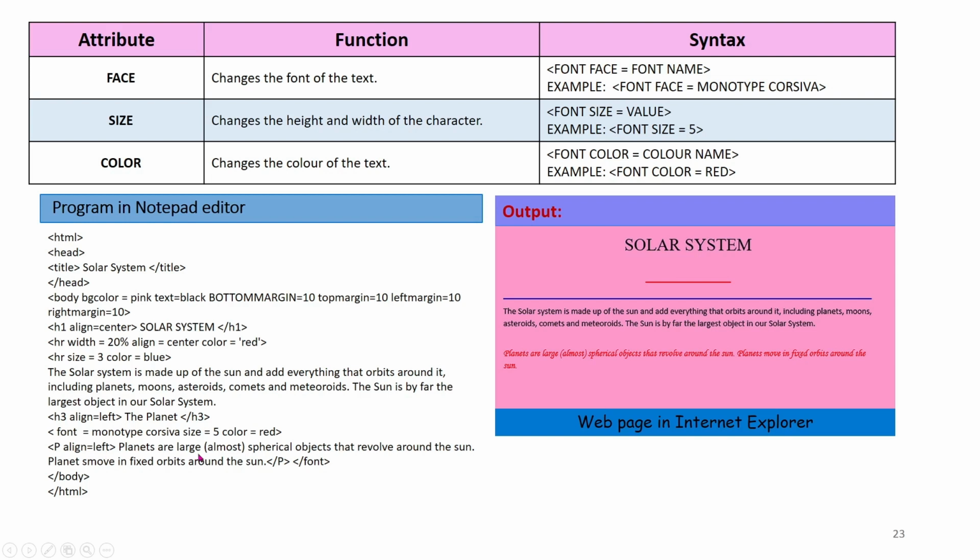Align left, then "Planets are large, almost spherical objects that revolve around the sun. Planets move in fixed orbits around the sun," /p, and then /font. Then again closing the body tag, closing the HTML tag, and you can see the output. Main focus is on this line of text.